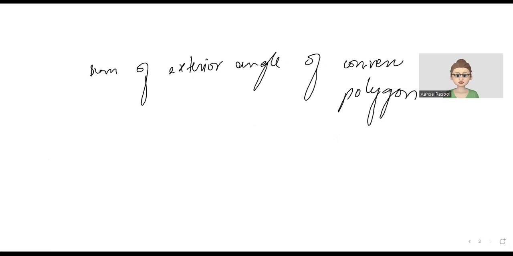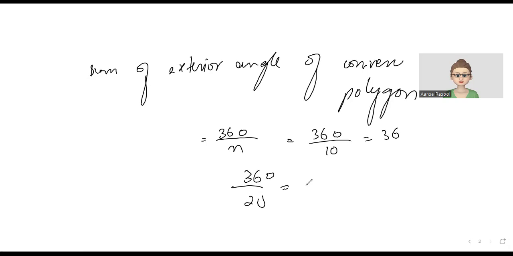So if they ask you for one particular individual exterior angle, what you will do is just divide 360 by the number of sides. So if there are 10 sides, one exterior angle will be 36. If there are 20 sides, one exterior angle will be 18. If there are 15 sides, one exterior angle will be 24.